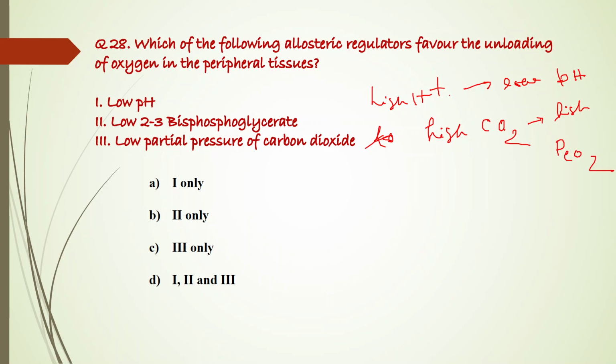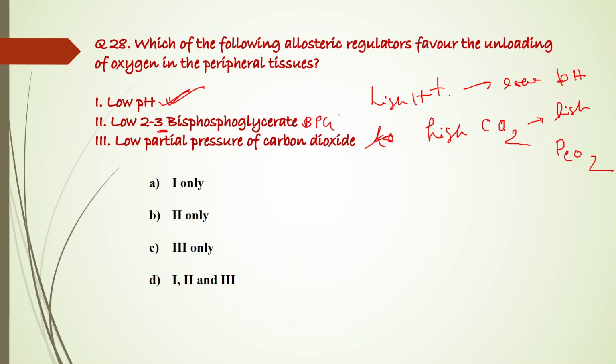Now let us look at the statements. Low pH, yes, absolutely, low pH is required in peripheral tissues for unloading of oxygen. Low 2,3-bisphosphoglycerate, that means BPG. No, if BPG concentration is low, then it will not bind to the deoxyhemoglobin and release the oxygen molecule. BPG's role is to bind with deoxyhemoglobin so that oxygen molecules cannot bind anymore, right? But if it is in low concentration, how will it regulate the unloading of oxygen?